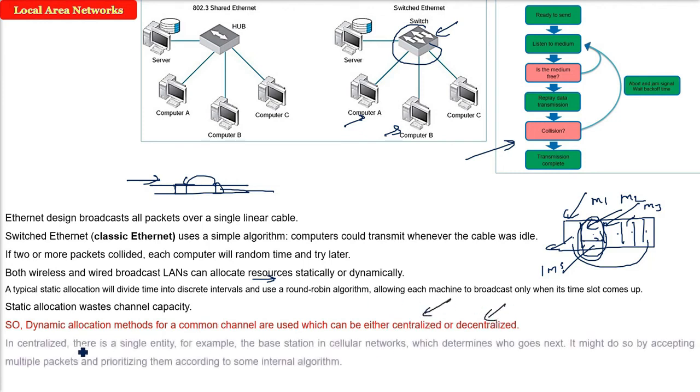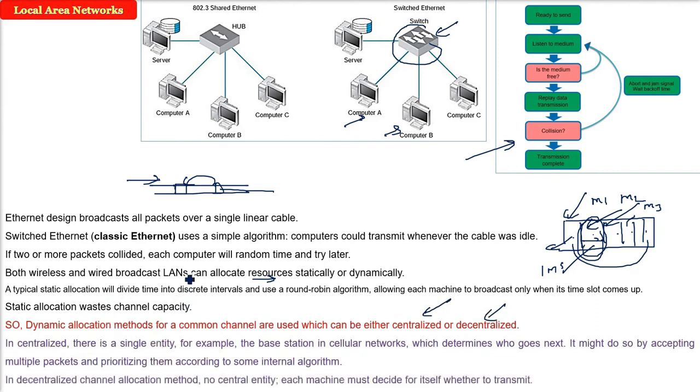This can be centralized or decentralized. What does it mean? Centralized means there has to be someone to guide. Decentralized means no one is there. Let me tell you again, both wired and wireless can allocate resources statically or dynamically. Static is simple round robin. Everyone is given time and their time is theirs, but it wastes channel capacity. But the dynamic one can be centralized or decentralized.